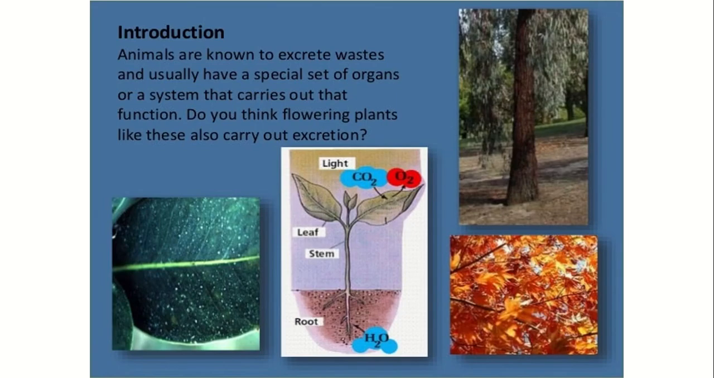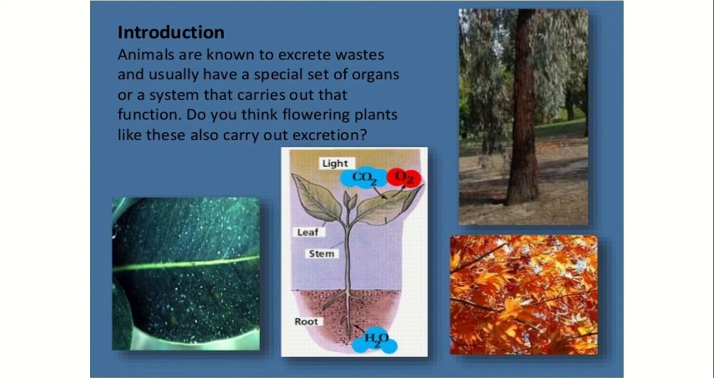Animals are known to excrete waste and usually have a special set of organs. So we have kidney, skin and all other organs which have a specialized function for excreting the waste products from our body. In the same way, flowering plants and all other plants also have the same method of excreting but don't have a specific set of organs.